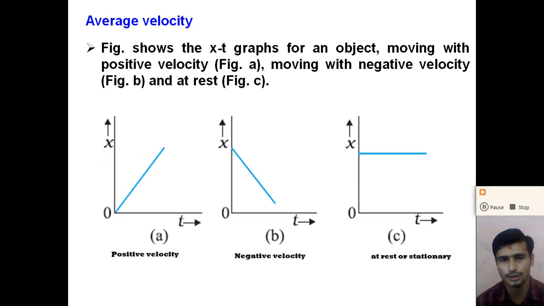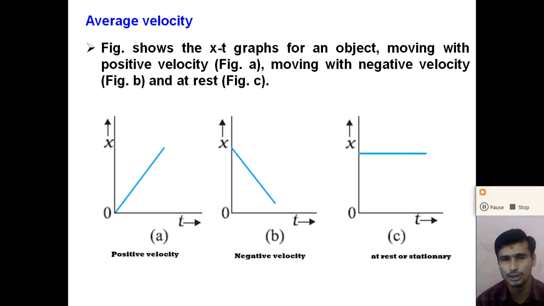So if the position time graph is linear in the upward direction, the velocity of the object is positive, right? But if the position time graph is linear in the downward direction, the slope is negative, so the average velocity is negative. But if the position time graph is a straight line parallel to the time axis, the object is at rest or stationary, so the velocity is 0, right?